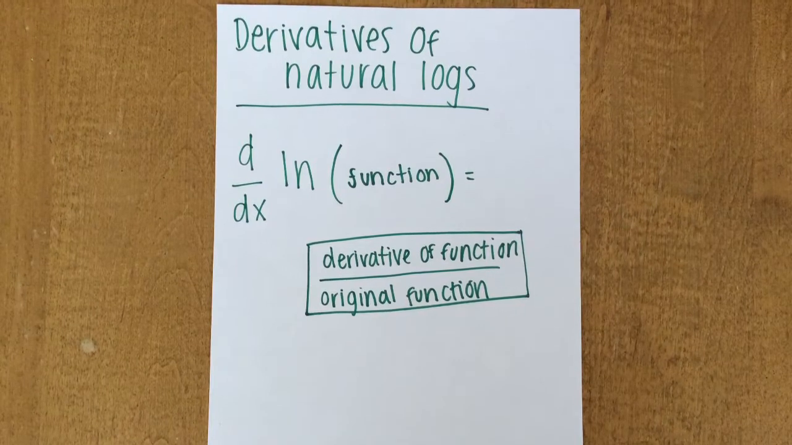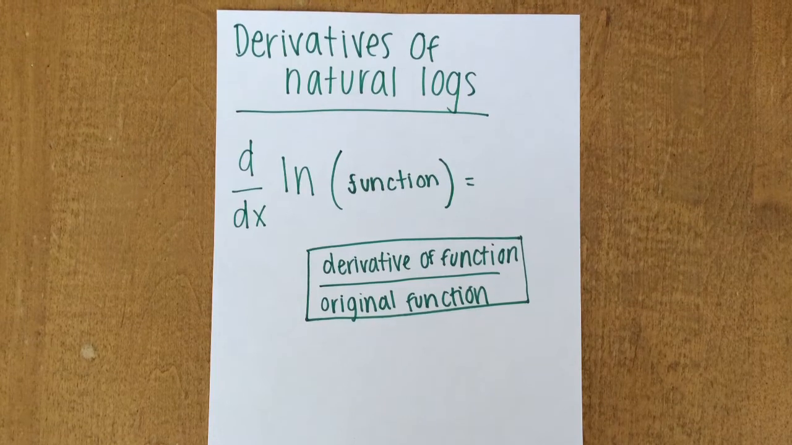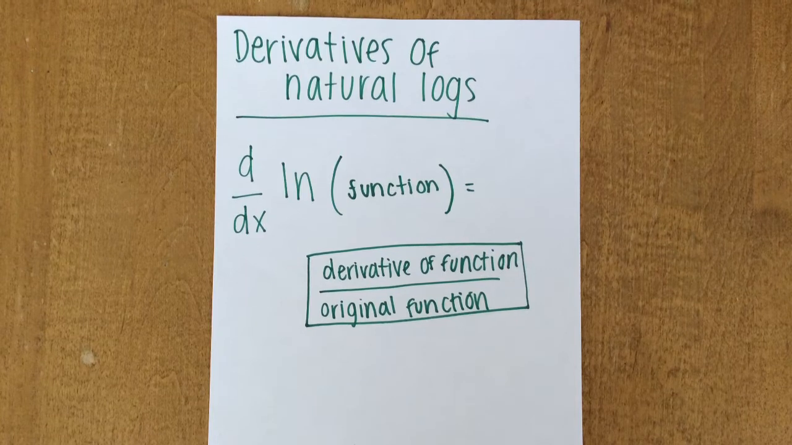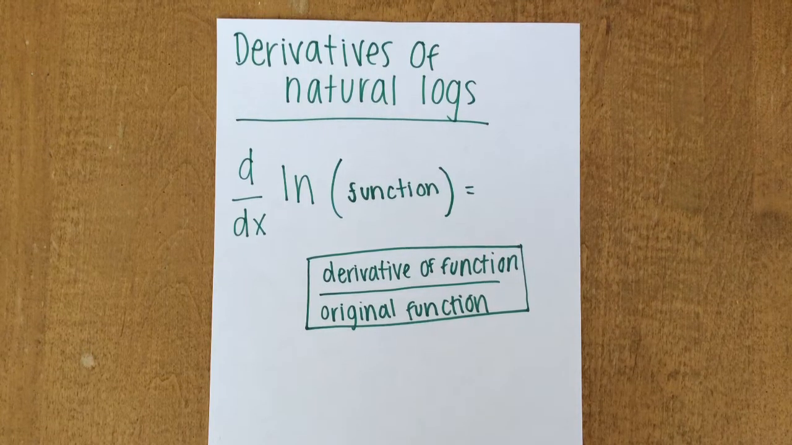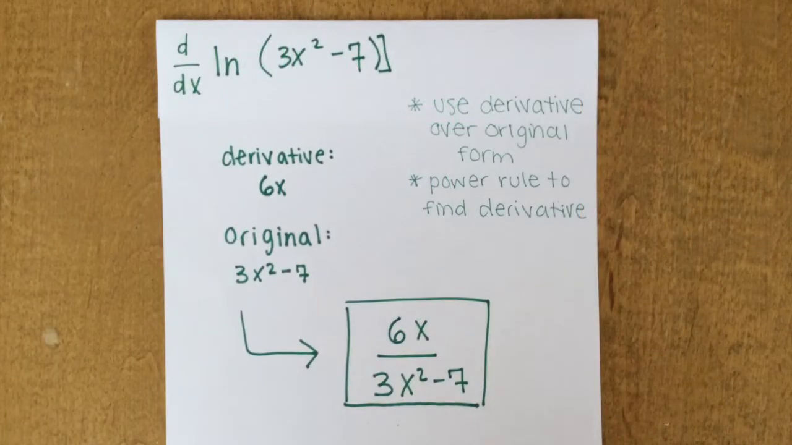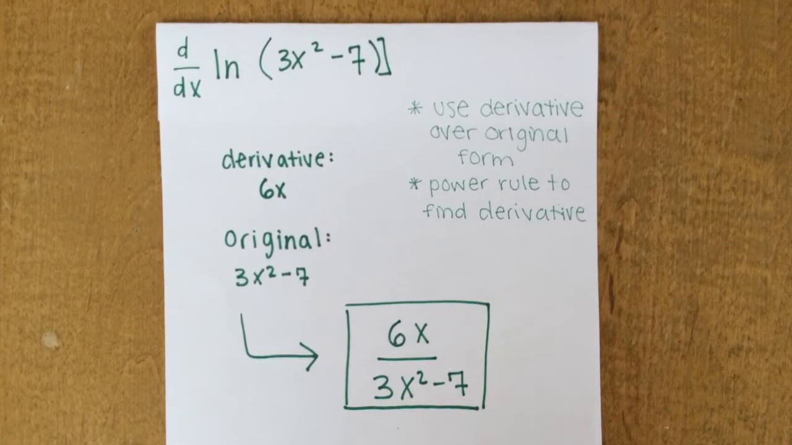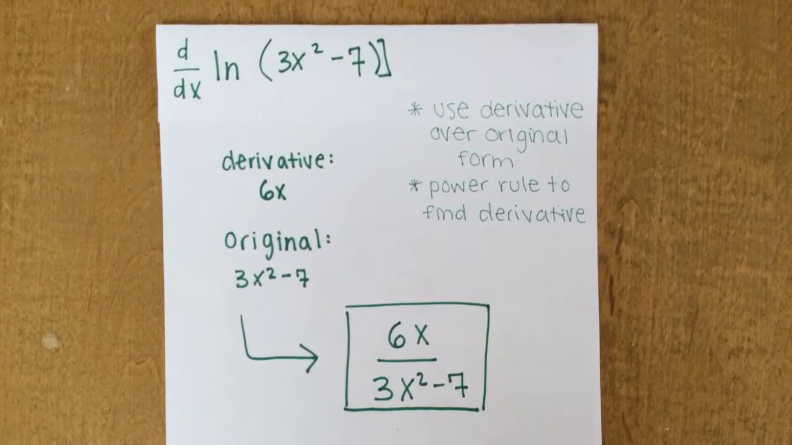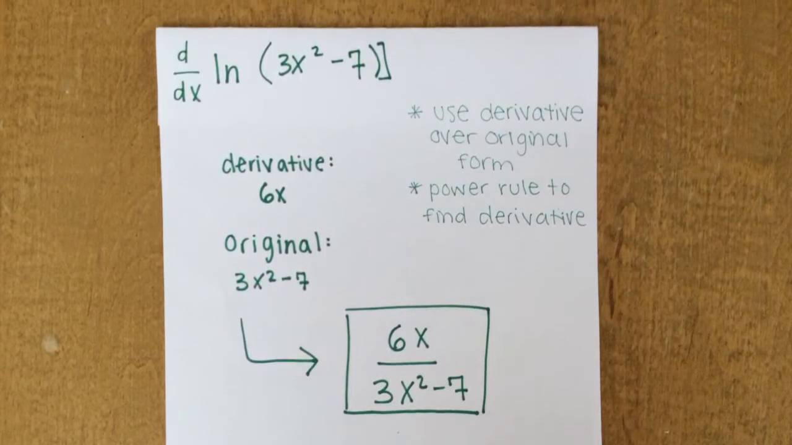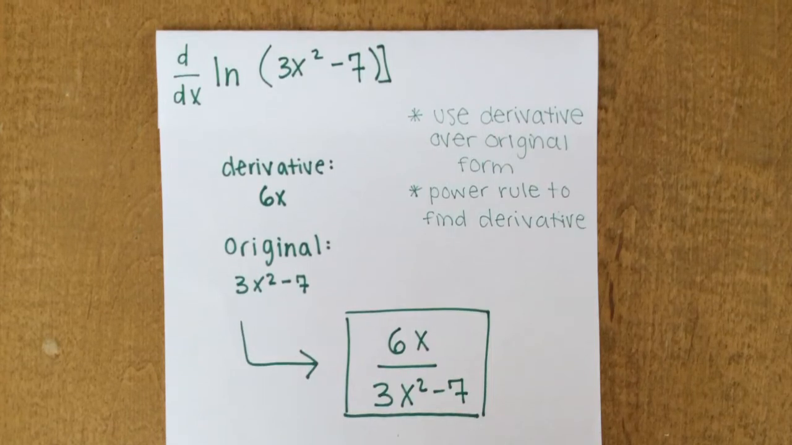So, for this problem, we're going to be finding the derivative of a natural log. When you're finding the derivative of a natural log, you find the derivative of what's inside of the parentheses, and then you put it over the original function within the parentheses. So applying that to this problem, we're going to find the derivative of 3x squared minus 7, which, using the power rule, is 6x, and then we're going to put that over the original function, which is 3x squared minus 7. So the final answer is going to be 6x over 3x squared minus 7.